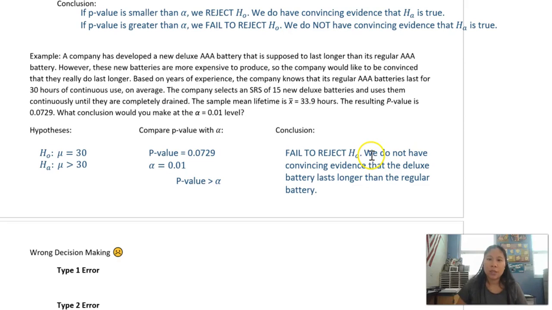Since our HA is talking about being greater than 30, we do not have convincing evidence that the deluxe battery lasts longer than the regular battery. So that's the decision we were able to make from our significance test here.